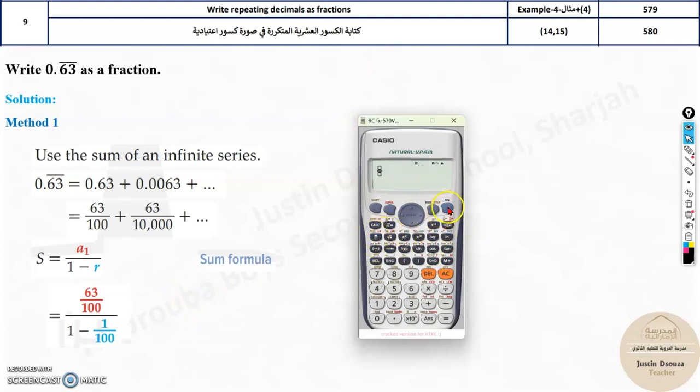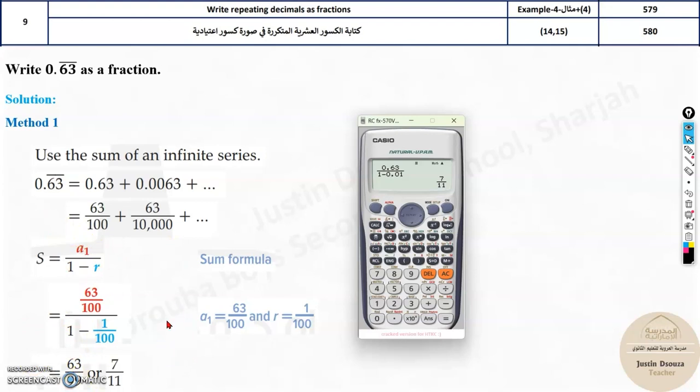Now you know 1 by 100 is basically 0.01. Now you can use this in the sum formula. This is the sum formula for geometric series. So A1, the first term, 0.63 divided by 1 minus 0.01. The answer is 7 by 11. So the answer over here will be 7 by 11. I'm assuming that you know this formula. This is the sum for an infinite geometric series, basically. You must be thorough with this.